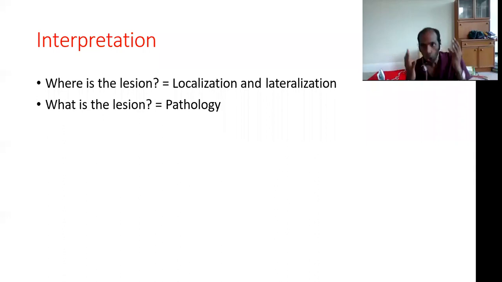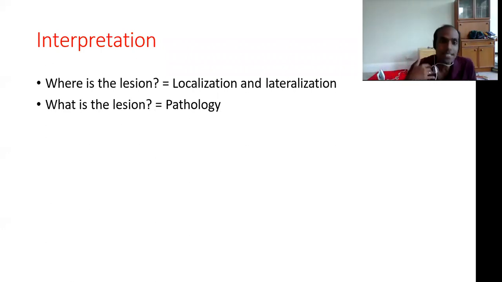One is localization, where exactly the lesion is in the nervous system. And then lateralization means what side, is it left or right? And with your examination, you should be able to answer this question perfectly.